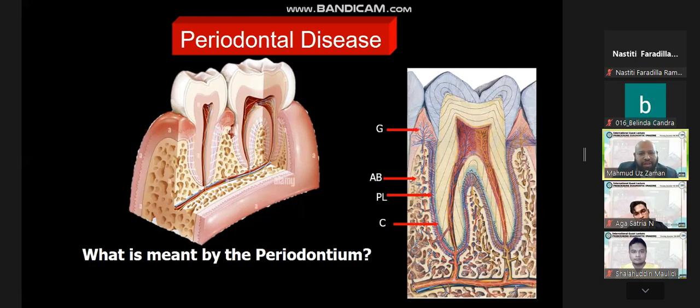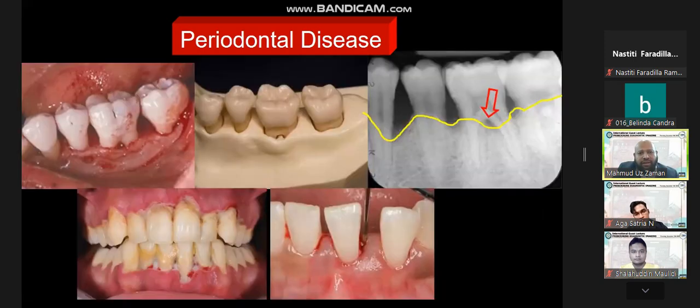Periodontal diseases, as you know, the periodontium means these 4 components: alveolar bone, periodontal ligament, cementum, and gingiva. Sometimes you will see there is a recession with bone loss. Sometimes there is a bifurcation involvement. Then you need to go for radiograph.